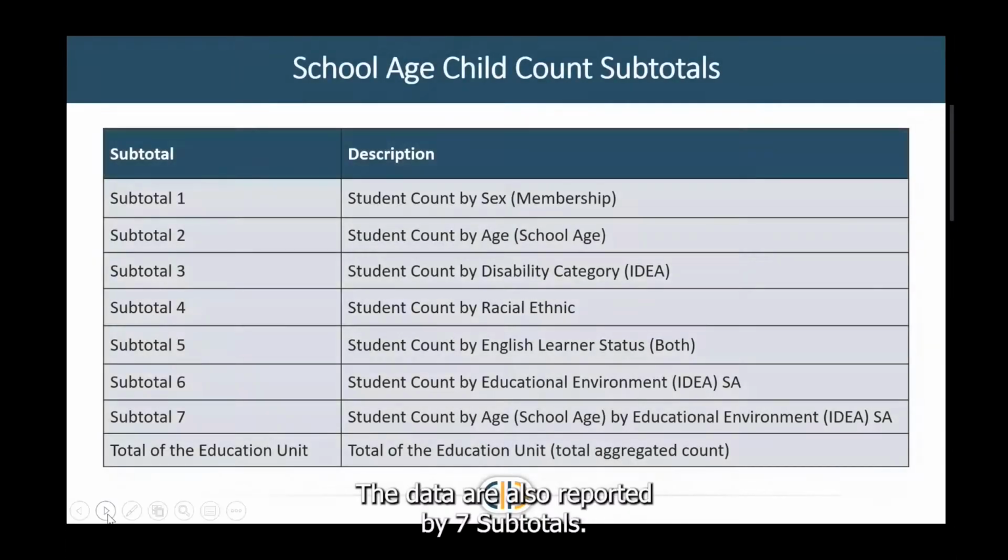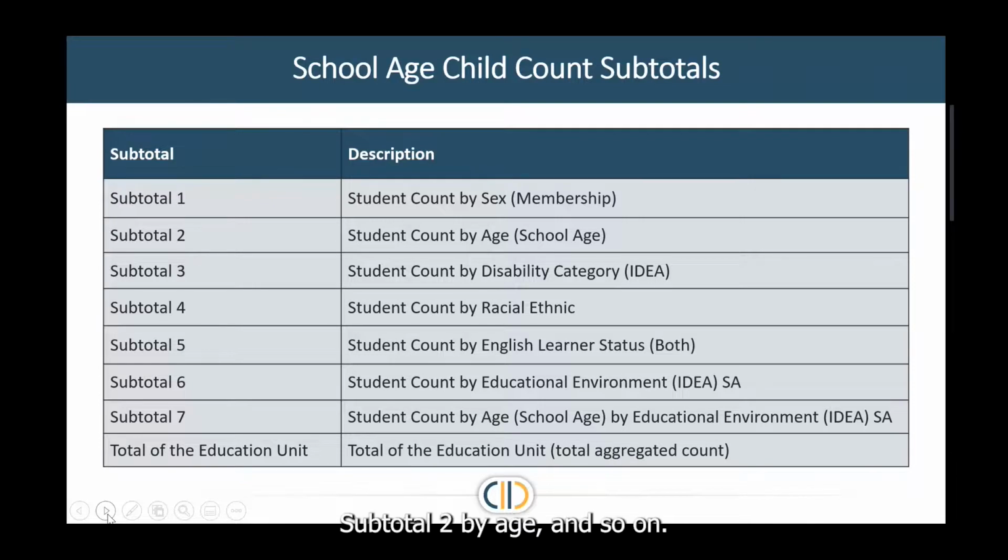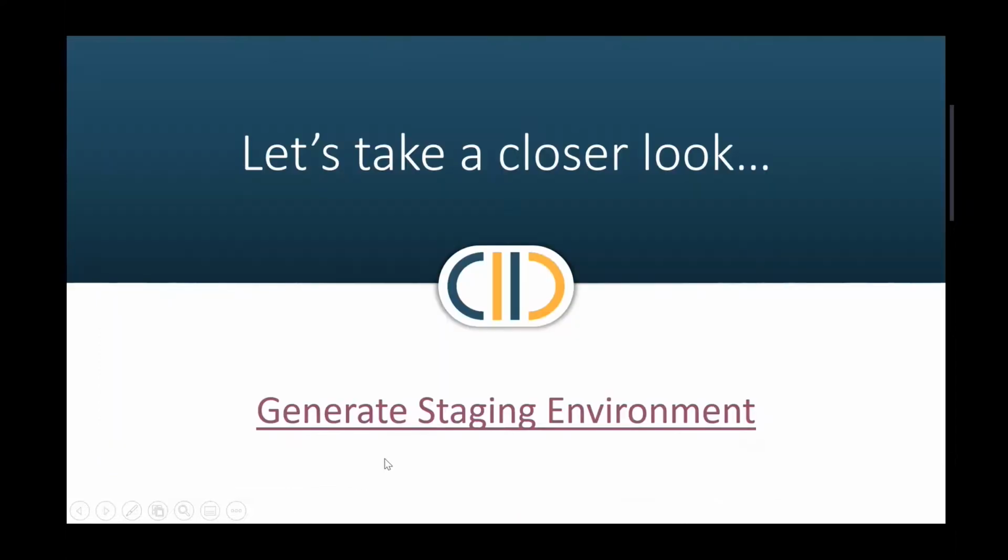The data are also reported by 7 subtotals. For example, subtotal 1 is the child count by sex membership, subtotal 2 by age, and so on. Now let's look at Generate and the data.